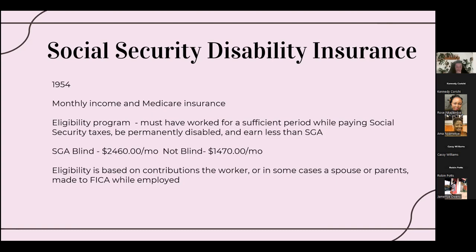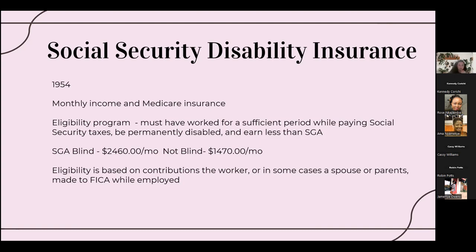Yeah, definitely. We're going to start first with Social Security Disability Insurance. Remember, this is usually for acquired disability. It came about in 1954. To Emma's question before, it is monthly income and Medicare insurance. They have to have worked for a sufficient period while paying Social Security taxes, be permanently disabled, and earn less than the substantial gainful activity in order to get SSDI benefits. So it's not temporary disability. It's permanent, acquired disability.